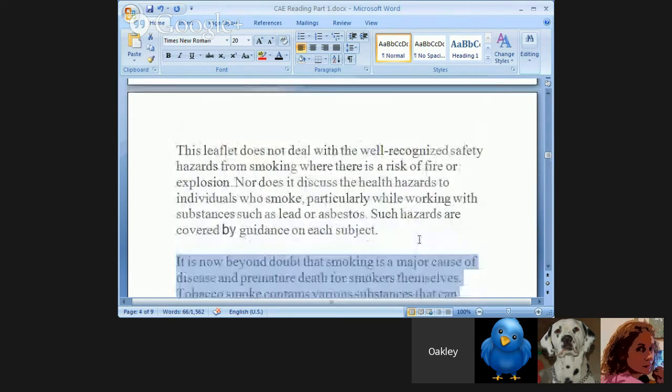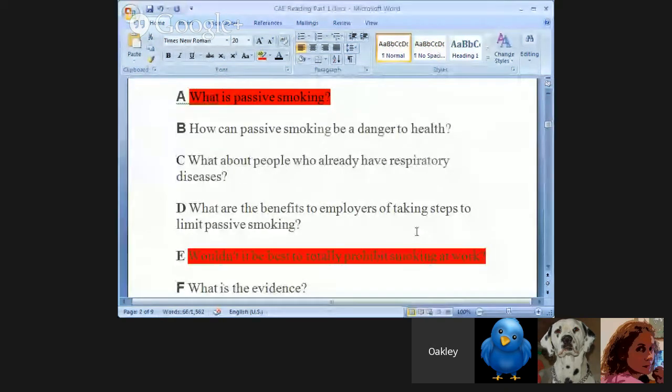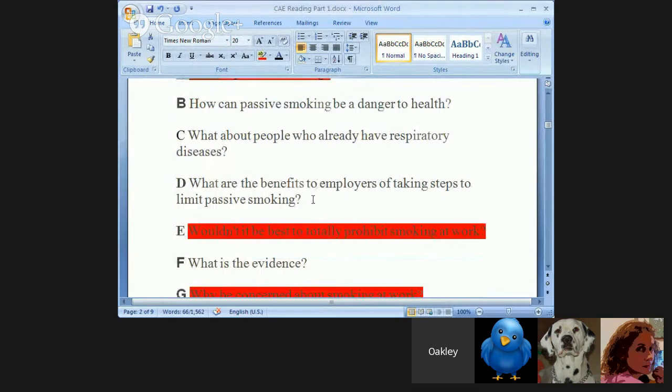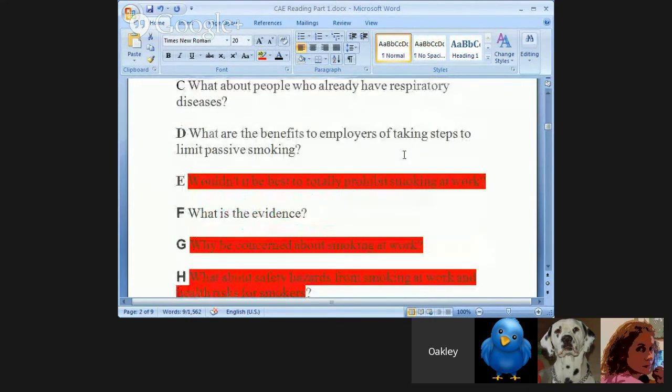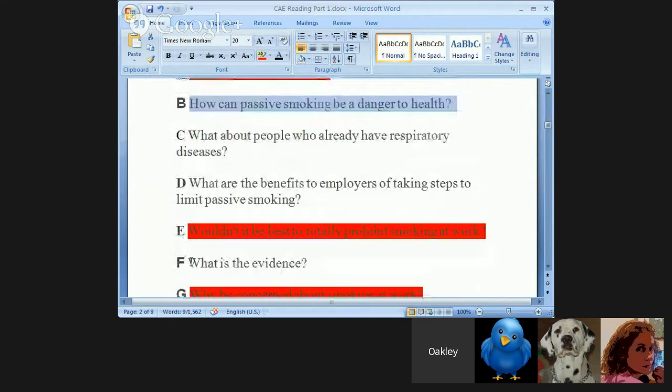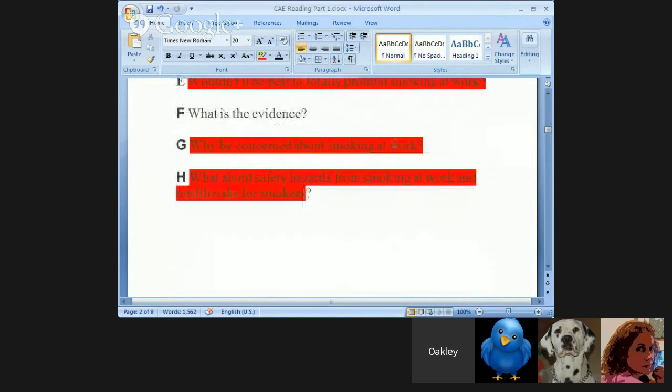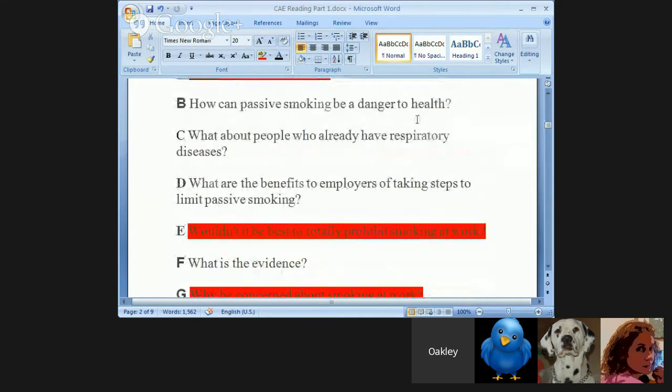All right. Is there anything here? This might be a tough one. Maybe B. Maybe. Yeah. Okay. How can it be dangerous to your health? Okay. That's it. We only have four answers. Or what is the evidence? I think it's B, if it fits better. Maybe they talk about the evidence later on in the text. I would go on reading. Possibly B, but I'm not sure.